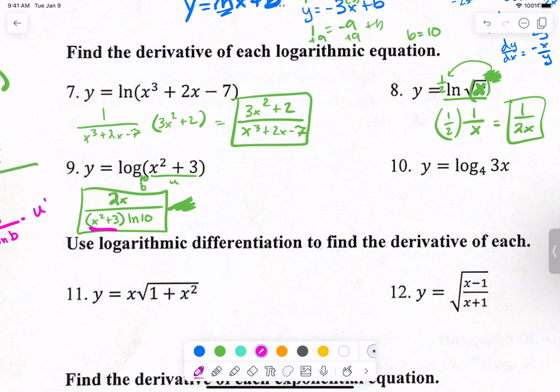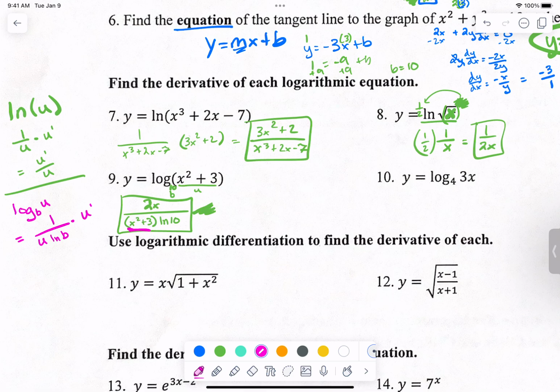Let us do number 10. You do number 10, and then we'll check. Okay? We'll figure it out, right? I believe in us. I believe that we will.